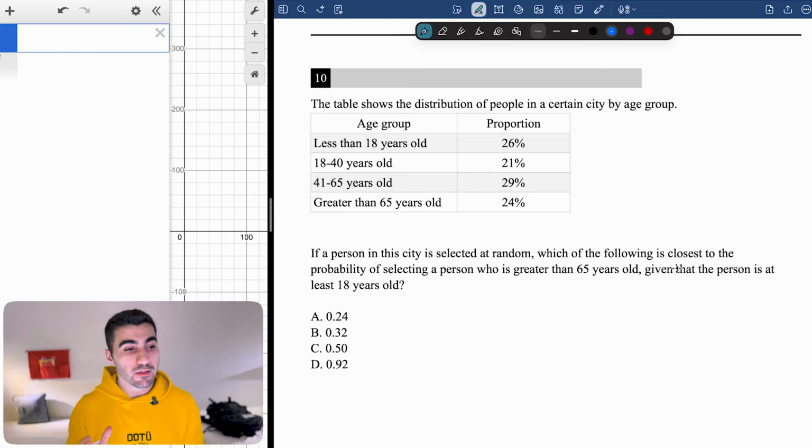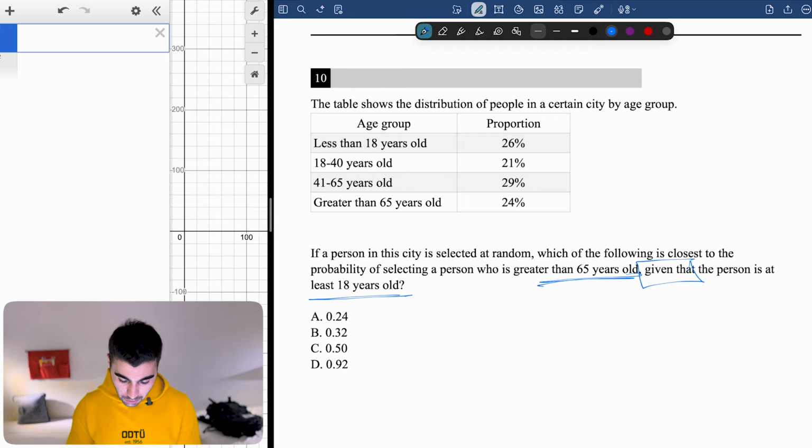All right, so the next question that we have is a probability question that is very common in the SAT. So in this question we have, if a person in this city is selected at random, which of the following is closest to the probability of selecting a person who is greater than 65 years old, given that, this is the key word, the person is at least 18 years old. So we are selecting this part, so this is going to be in the numerator, what we're looking for, and then the bottom is going to be the total number that we're selecting from. Now what we're selecting from is given that the person is at least 18 years old. So we're selecting the people that are at least 18 years old. That is this section, at least 18 years old.